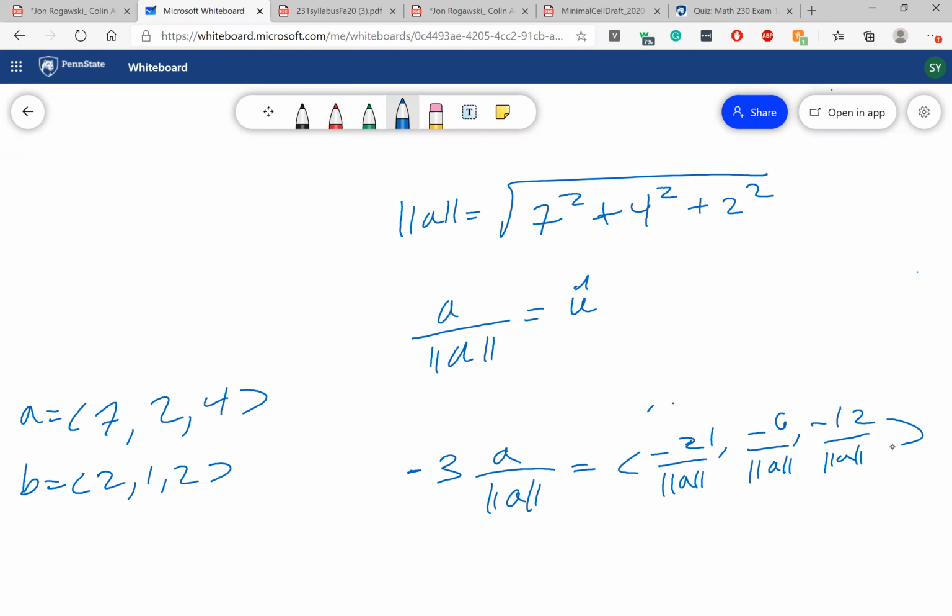Okay. Where did the negative come from again? We're trying to find the vector in the opposite direction of a, so that's why you put a negative.